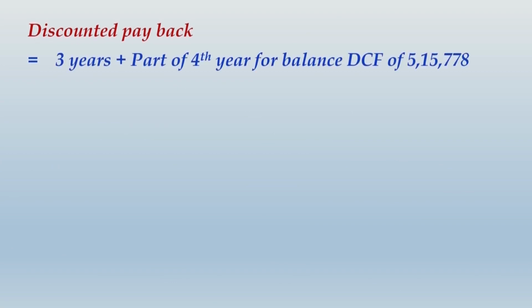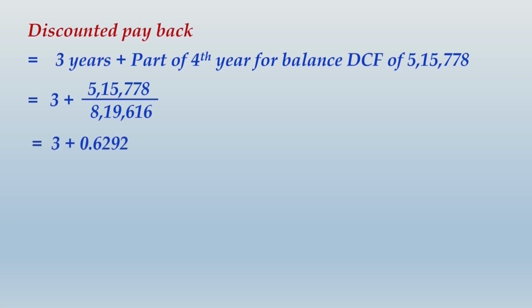Discounted payback, when you calculate that, it will be between 3 and 4 years. So 3 years plus part of 4th year for balance DCF of 5,15,778, and that gives you 3 plus 5,15,778 by 8,19,616. That will be 3.6292 or simply 3.63 years. Please write up this as well and then I take you ahead.